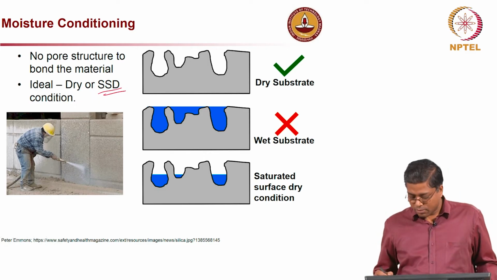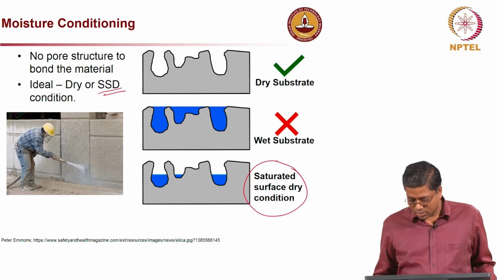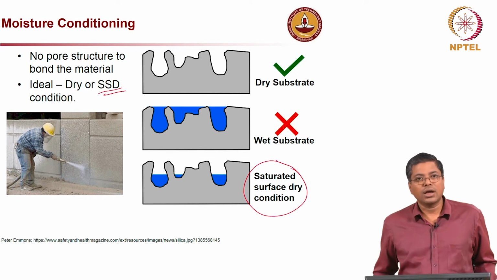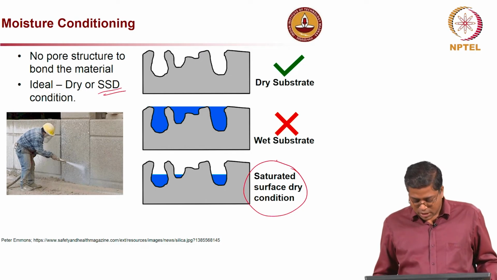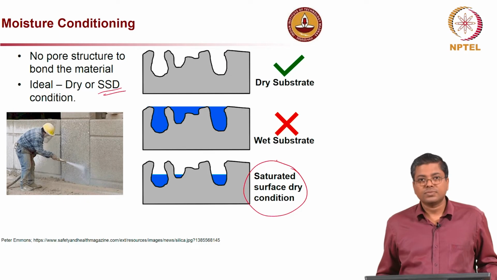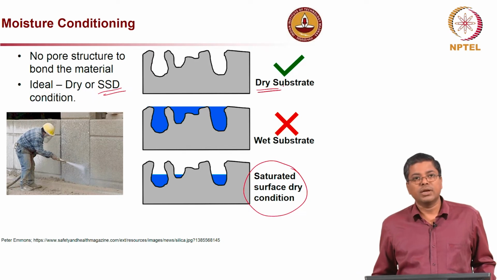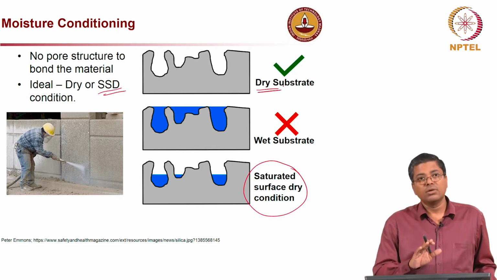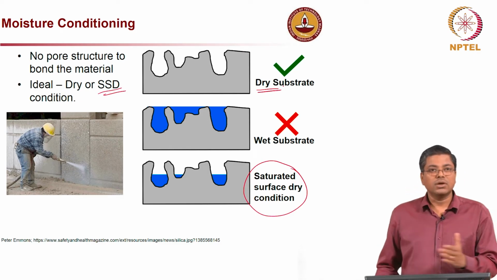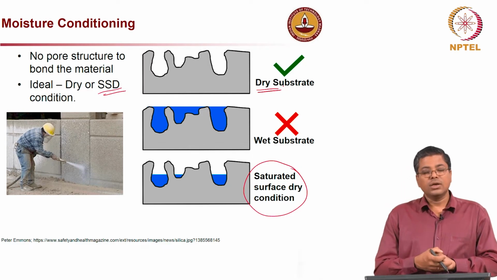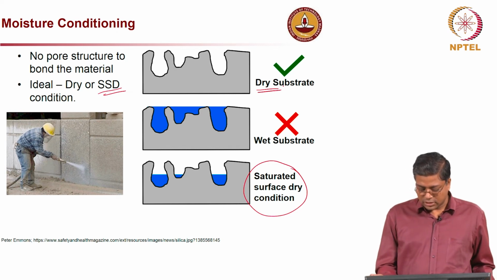Dry is best, but saturated surface dry condition is also sometimes okay, because you cannot always achieve dry, but at least it should not be completely wet. Some water may sometimes be okay, or you allow that water to get absorbed by the surrounding concrete, allow some time, and it will dry. But best is to keep it completely dry and then follow the manufacturer recommendations. If they say moisten the surface, then go for it, but the cleaning water should not be left inside.